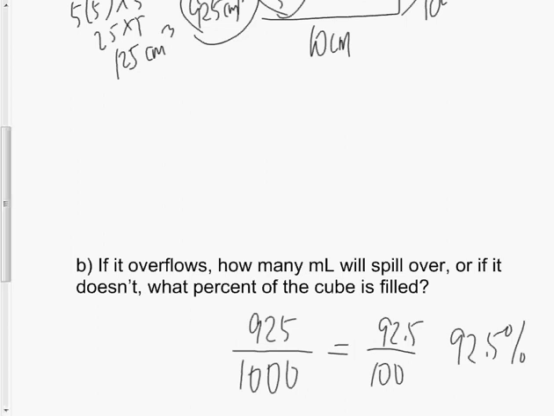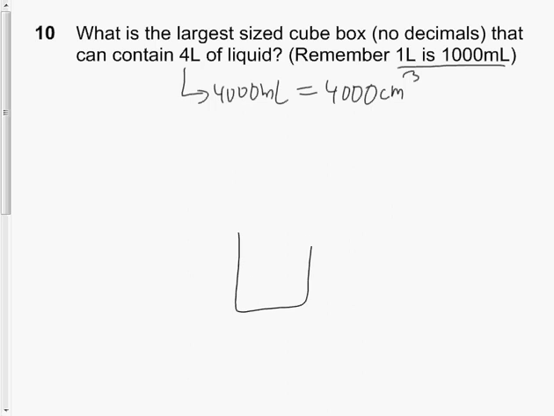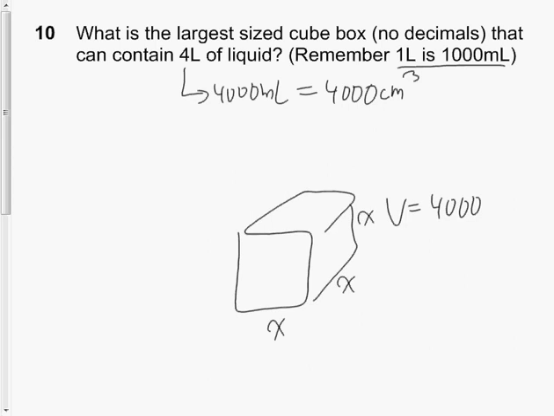Okay. The next question says, what is the largest size cubed box with no decimals that can contain 4 liters of liquid? Remember, it says 1 liter is 1,000 milliliters. So 4 liters would be 4,000 milliliters, which is equal to, as far as space goes, if it's water we're talking about, 4,000 cubic centimeters of space. So really, if I draw this cube here, the volume equals 4,000. So this number multiplied by this number multiplied by this number, or one number multiplied by itself, is 4,000.